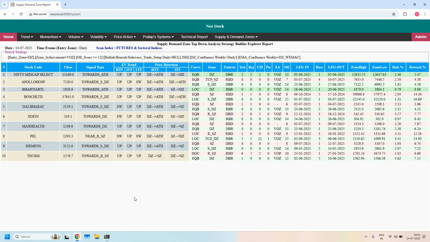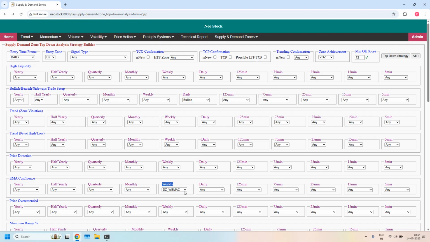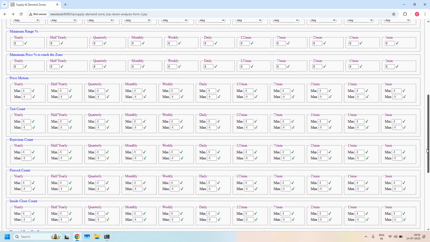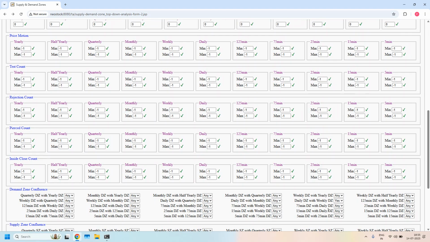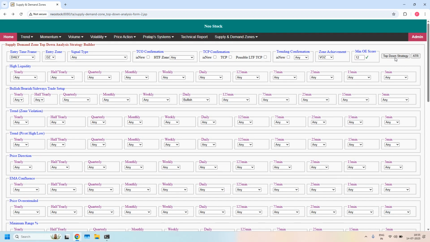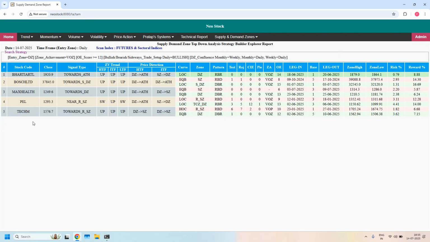Next, we will look into daily, weekly and monthly demand zone confluence supported stocks. Remove EMA filter. 3 filters I am adding. Daily and weekly demand zone already enabled. Daily and monthly demand zone confluence. Weekly and monthly demand zone confluence. With all the 3 filters, we got 5 stocks.